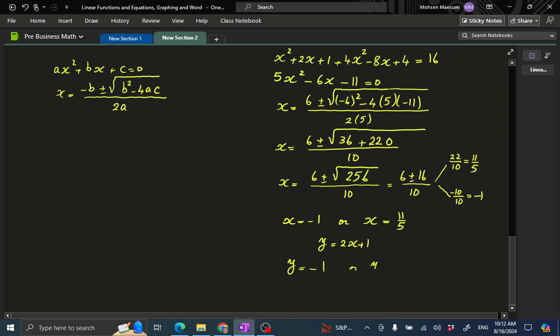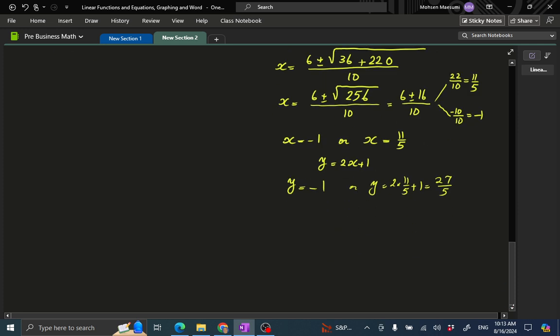And twice that will be twice, well, that plus 1. So 22 and 5 makes a total of 27 fifths. So my point, I have to clarify what are my points: minus 1 and minus 1, or 11 fifths and 27 fifths.